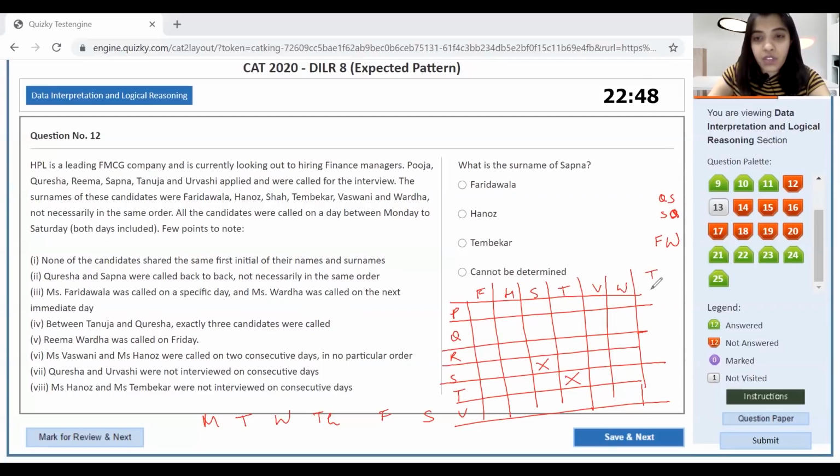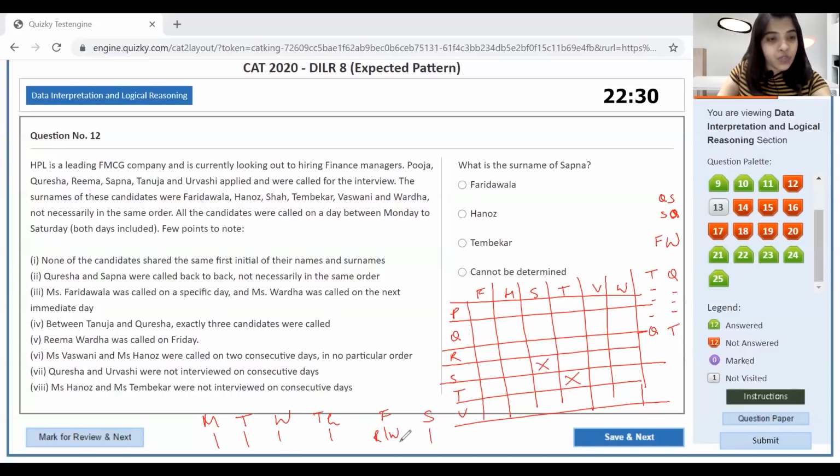So either we have Tanuja dash dash dash Quresha or we have Quresha dash dash dash Tanuja. These are the 2 possibilities. Then we have Reema Wardha was called on Friday. Now we have something that is very absolute here. Let's just create divisions for names and surnames. Reema Wardha was called on Friday.